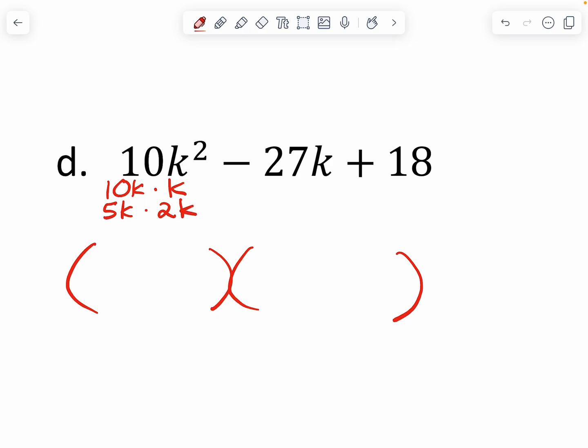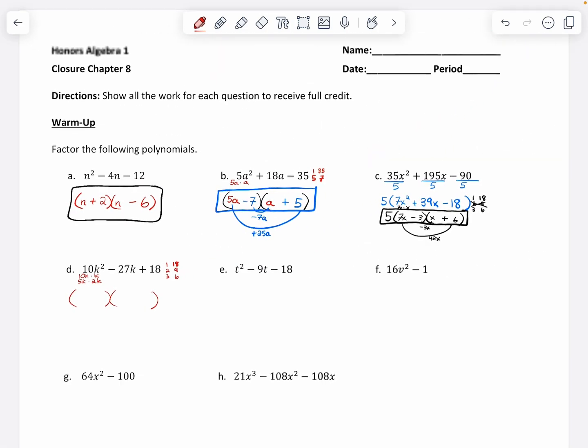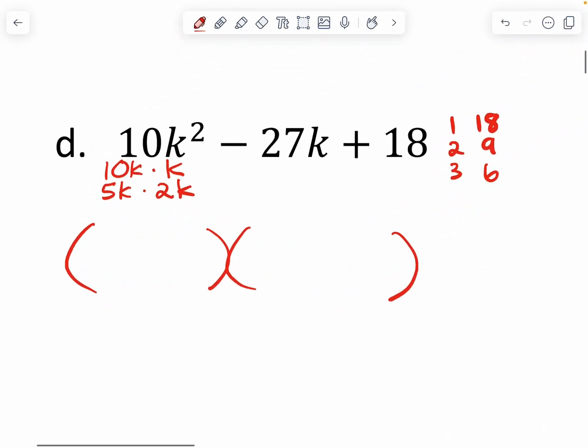For 18, I could do 1 times 18, 2 times 9, 3 times 6, and those are all my factors. That's the same number we just dealt with. In this example, though, the nice part about this is that I know the two numbers have to multiply to a positive, and we're adding to make a negative. The only way you can multiply two numbers and get a positive and add to a negative is if both are negative. So that's one thing I know right off the bat.